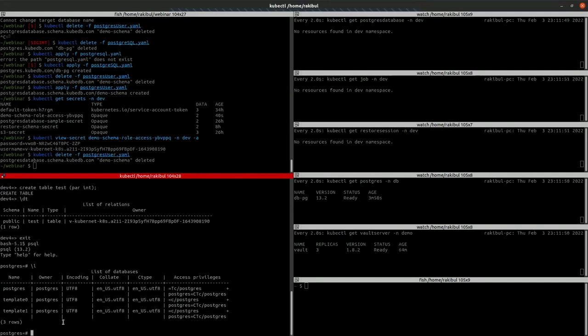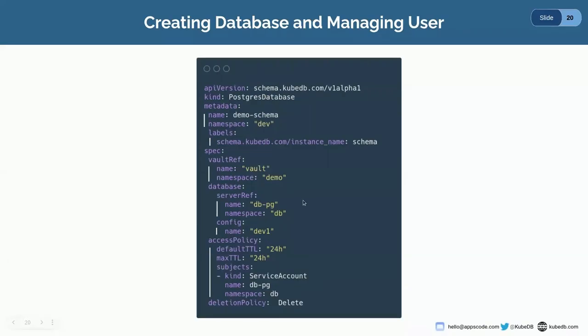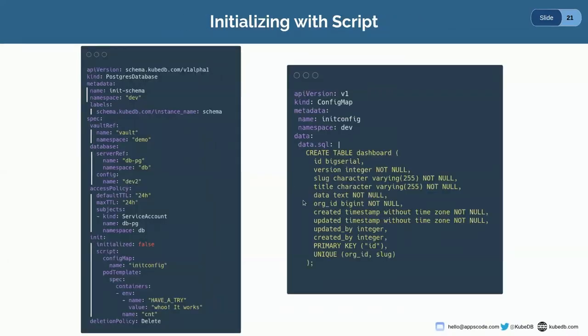So now I'm going to show you how we can initialize our database using a script here. I have a config map which referred to a SQL script here, which I have applied earlier, and the instance name is init.config, which is in the namespace. And this is the YAML I'm going to apply for the schema. And as you can see, the instance name is init schema, which will be running in dev namespace.